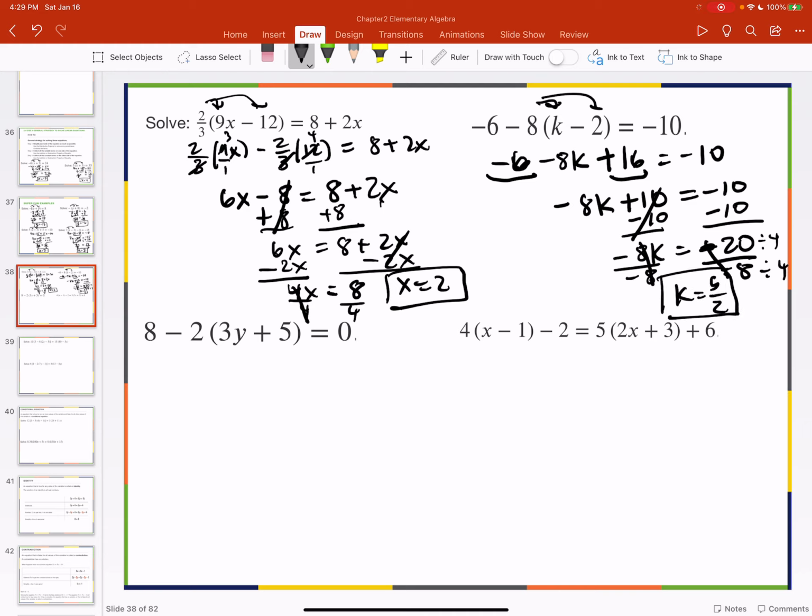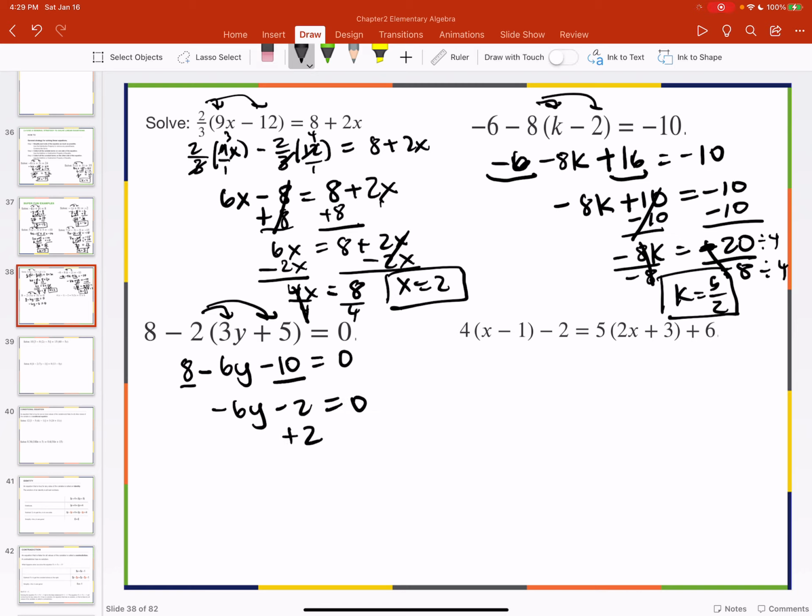All right. Okay, so here we have 8 minus 2 times the quantity, quantity is like grouped together, 3y plus 5. So let's go ahead and distribute this minus 2. So we get 8 minus 2 times 3 is 6y. 2 times 5 is 10, but it's negative, is equal to 0. So let's combine the like terms. So we get negative 6y. 8 minus 10 is negative 2. Just 2, not 20. Okay, is equal to 0.